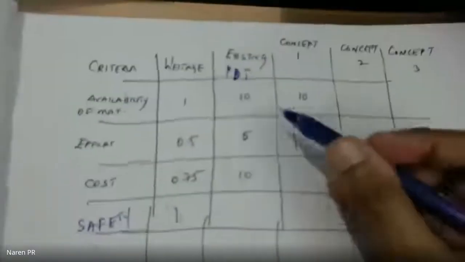The next column is not mandatory for all. Here I have written existing product. Most of the time you will be able to find an existing product.